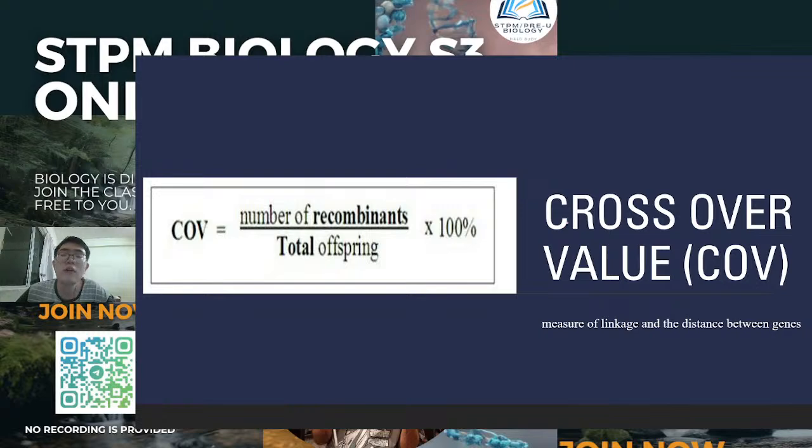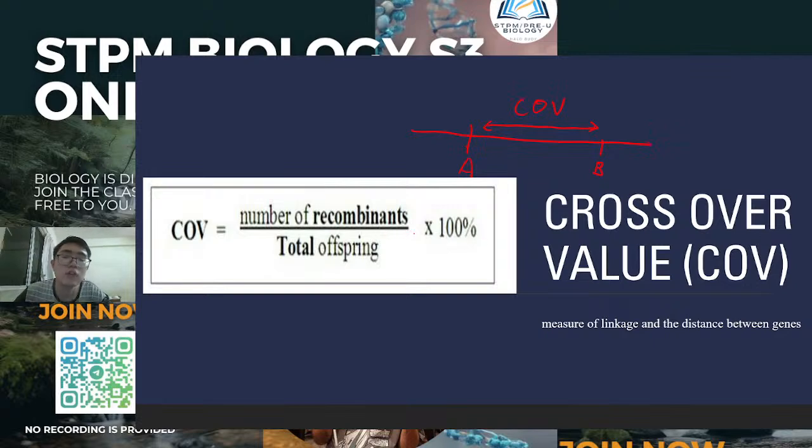This topic will talk about the crossover value. This is the formula: crossover value, COV, is equal to the number of recombinant species divided by total offspring, times 100%. The purpose of the COV value is to measure the linkage and the distance between two genes. For example, this is a chromosome, this is gene A, and this is gene B. The distance between A and B is what we call the COV value. We calculate it based on the number of recombinants divided by total offspring times 100%.